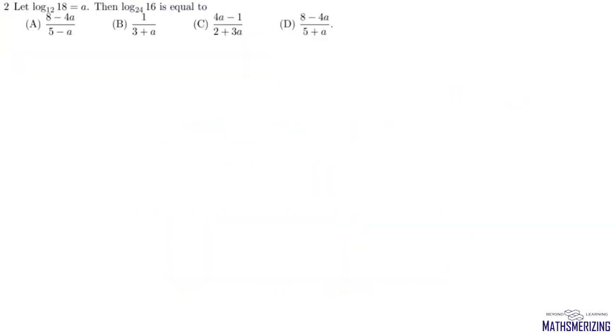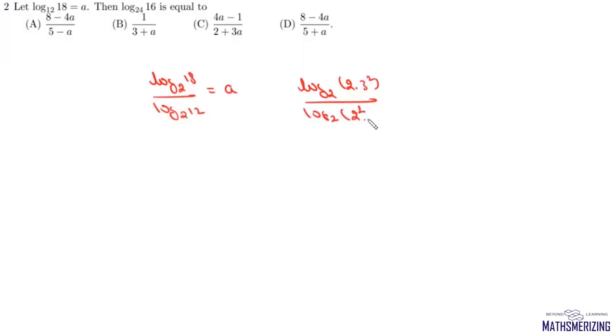Now question number 2 is, if log 18 base 12 equals a, then log 16 base 24 is equal to what? Now what we'll do is, we'll write this log 18 base 12 as log 18 base 2 upon log 12 base 2, and we'll take it equal to a. Now we can write 18 as 2 into 3 square. So we'll write this as log 2 into 3 square, and we'll write 12 as 2 square into 3, and it'll be equal to a.